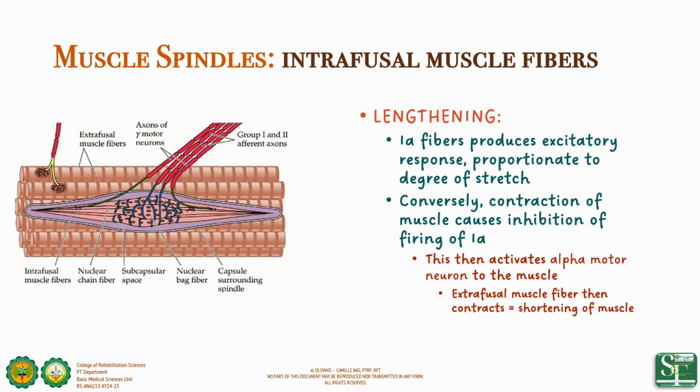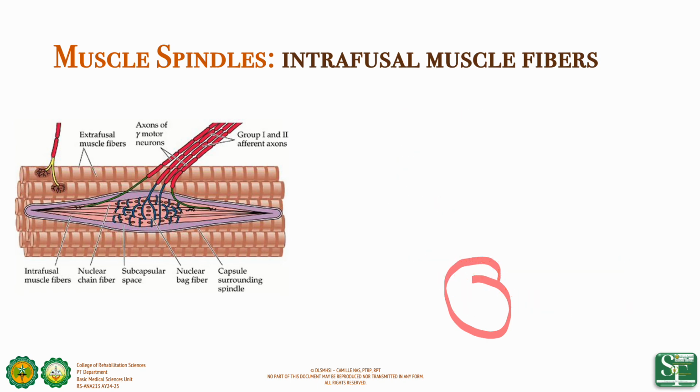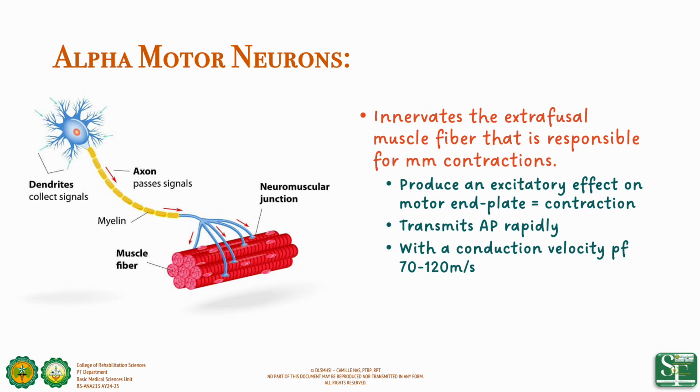Now, kapag nagkaroon ng contraction, no, na produce na yung reflex, this then activates alpha motor neuron to the muscle. Extrafusal muscle fiber then contracts, shortening of the muscle, adding to the contraction pa. Okay. Now, let's move on to the efferent neuron. Okay, so nasa efferent neuron na tayo.